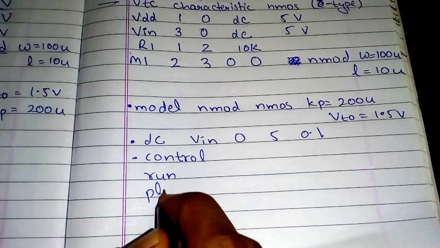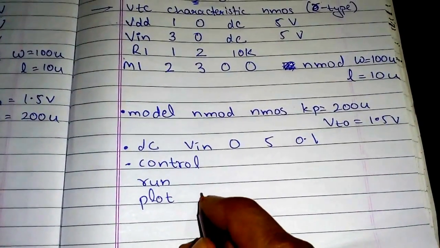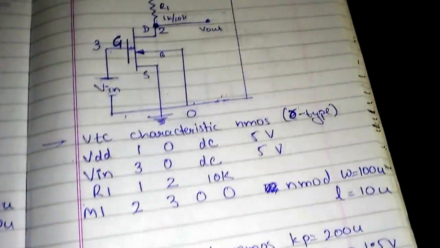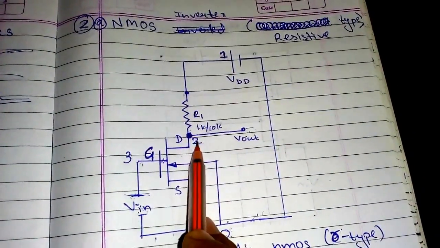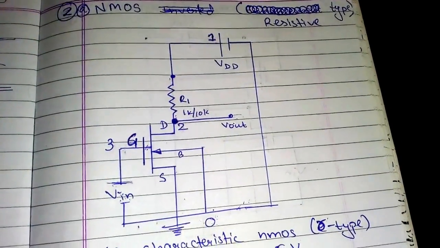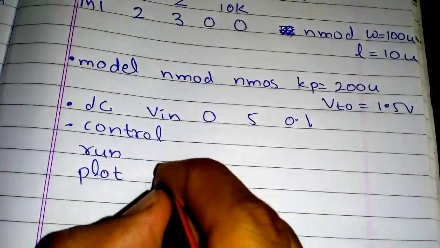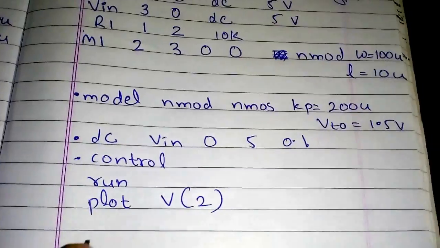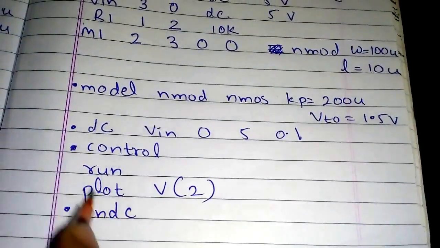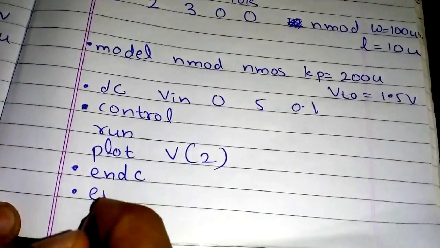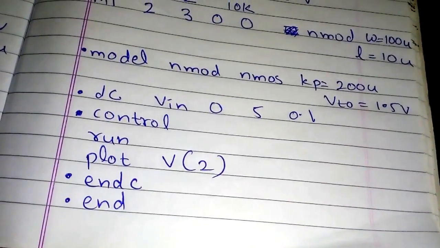Then next I need to plot. I want to plot the Vout. If you remember the diagram, see this Vout. Now my Vout is connected to terminal 2. So I will write plot v(2), then end the control part, that is why .endc, and then finally end the program with .end.